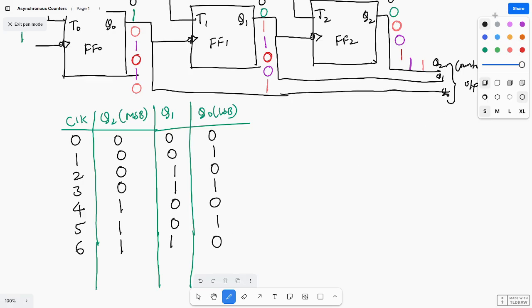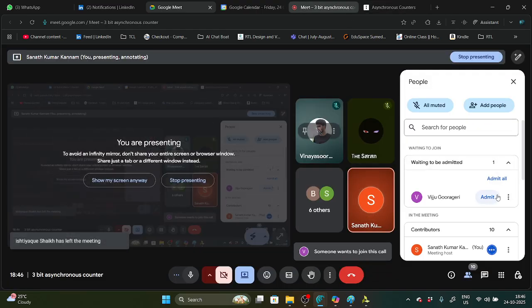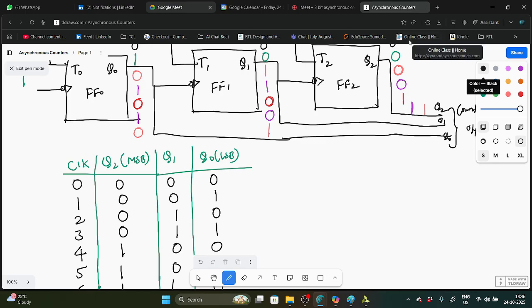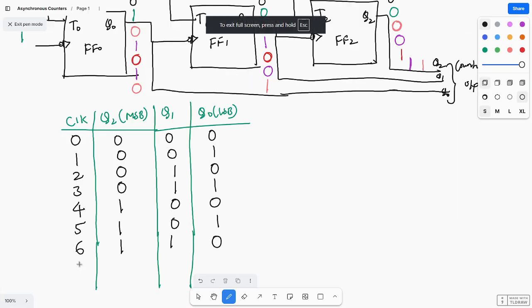And next, at the seventh clock pulse, we'll see the operation. This will toggle from where to where? 0 to 1. 0 to 1 means passage of clock, so this will not toggle. It will be in the previous state only. What is the previous state? 1 only, and 1 to 1 means there is no toggling happening. So the next state is 1 only. At the seventh clock pulse, it will come to 111.